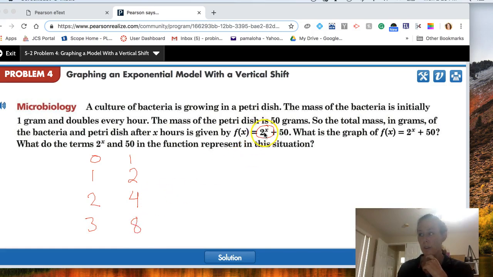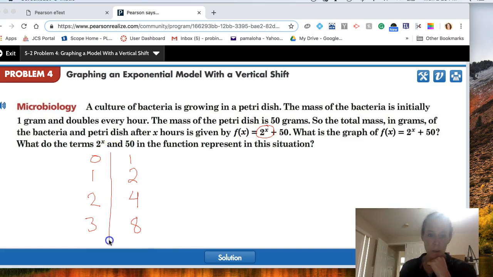And this is the perfect function to represent that, because 2 to the 0, at 0, I would get 1. If I plug in 1 for x, 2 to the 1st, I get 2. If I plug in 2 for x, 2 squared, I get 4. If I plug in 3 hours for x, 2 cubed, I get 8, and so on.